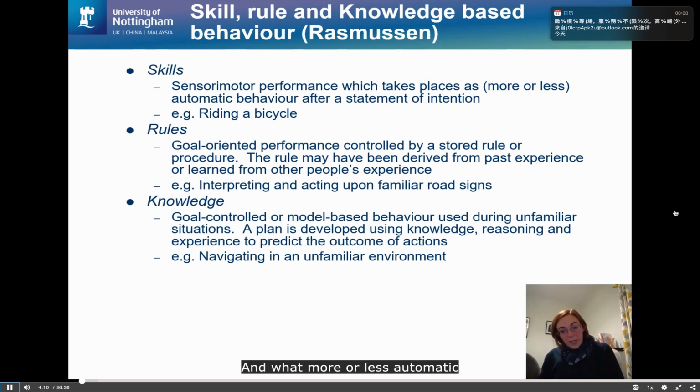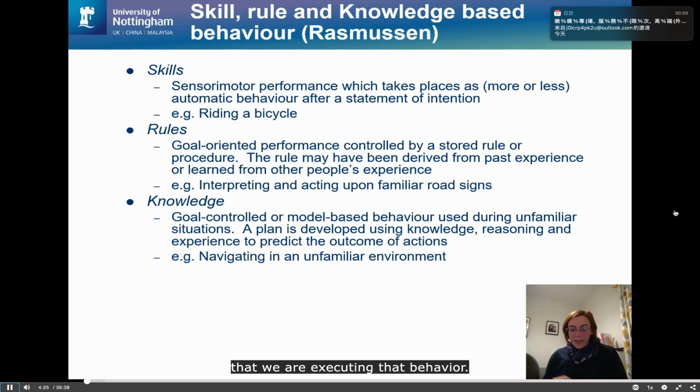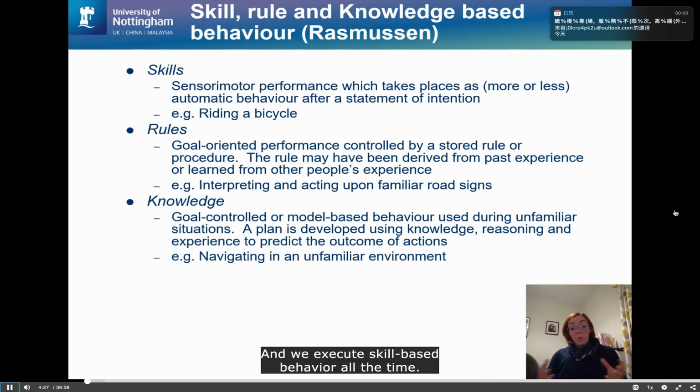And what more or less automatic means is it commands very little, if any, of our attentional resources. So we're able to execute the behaviour without consciously attending to the way that we are executing that behaviour. And we execute skill-based behaviour all the time. So we execute skill-based behaviour when we're walking.